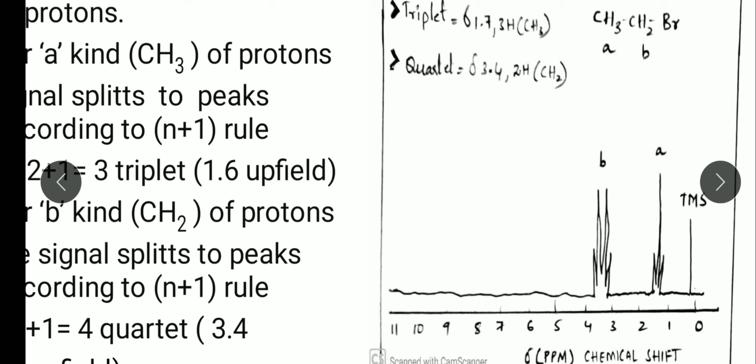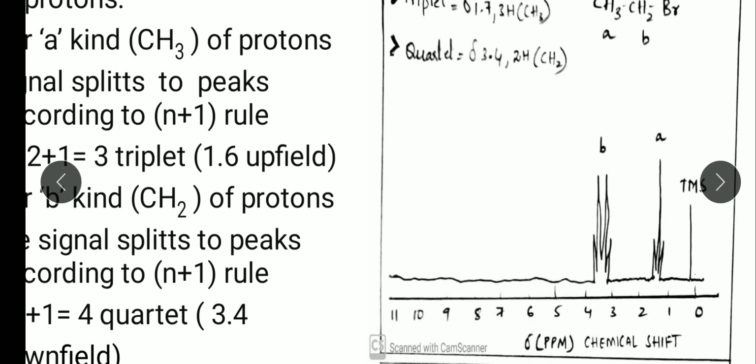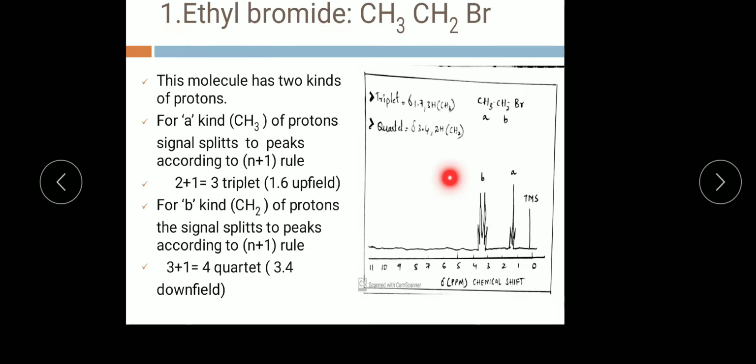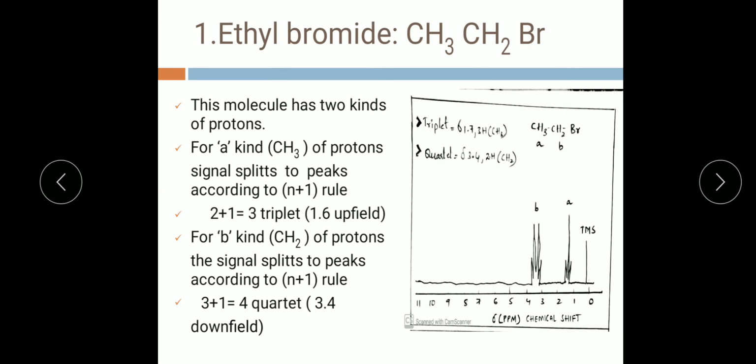Okay, this is the signal for the A type proton. This is the signal for the A type proton. Adjacent 2 plus 1, so 3. A protons are split into a triplet, and B protons give the signal quartet. B protons give the quartet at 3.4 delta. So this is the spectrum of ethyl bromide.